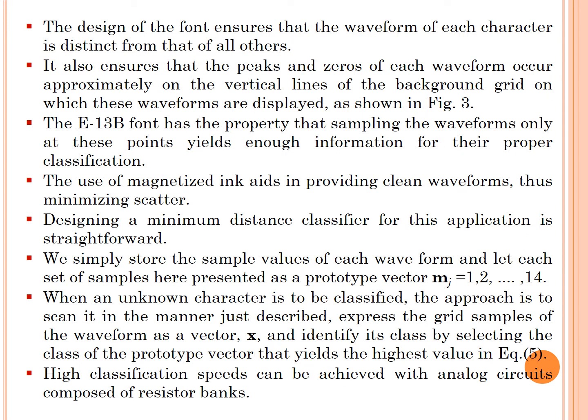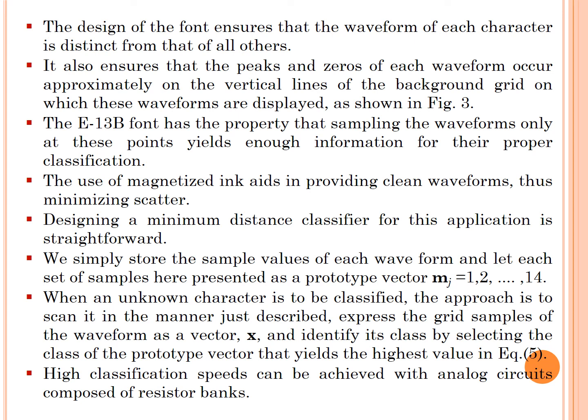The design of the font ensures that the waveform of each character is distinct from that of all others. It also ensures that the peaks and zeros of each waveform occur approximately on the vertical lines of the background grid on which these waveforms are displayed, as shown in figure 3. The E13B font has the property that sampling the waveforms only at these points yields enough information for their proper classification. The use of magnetized ink aids in providing clean waveforms, thus minimizing scatter.